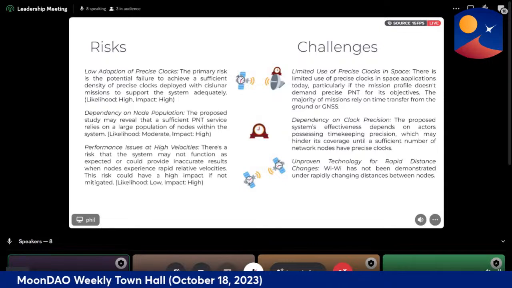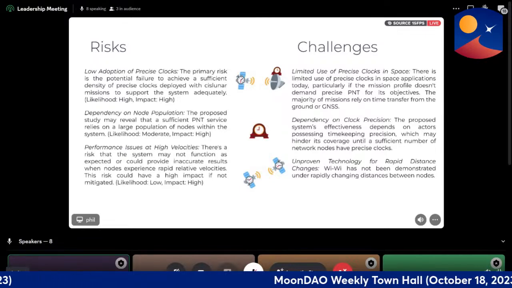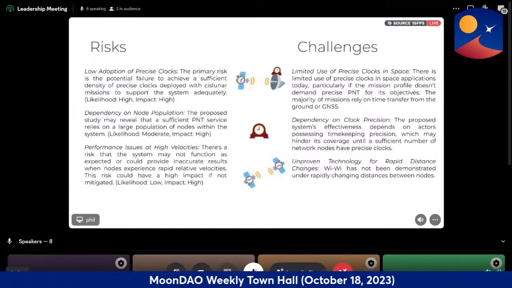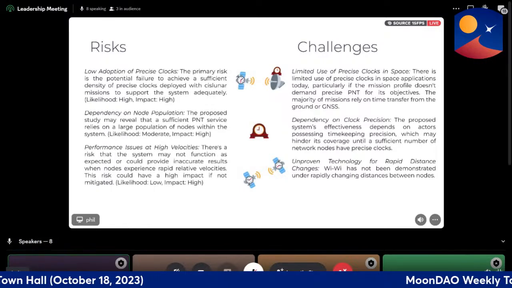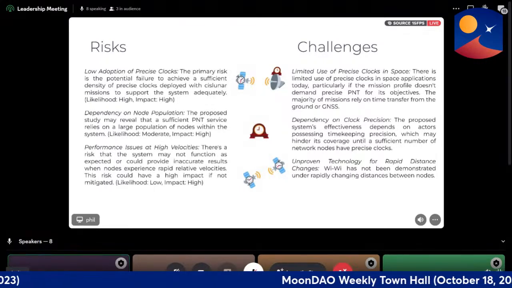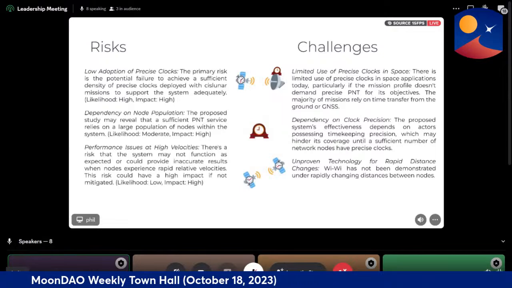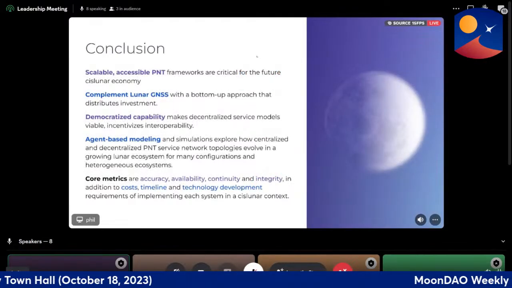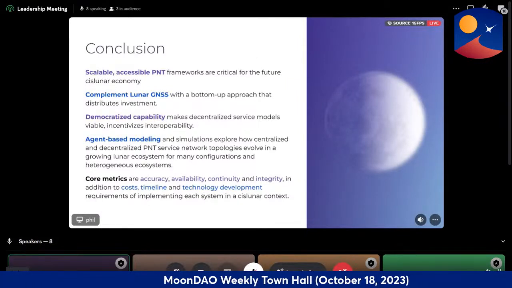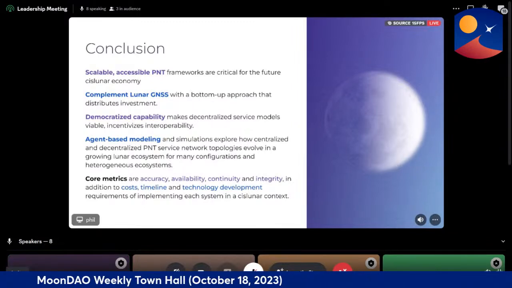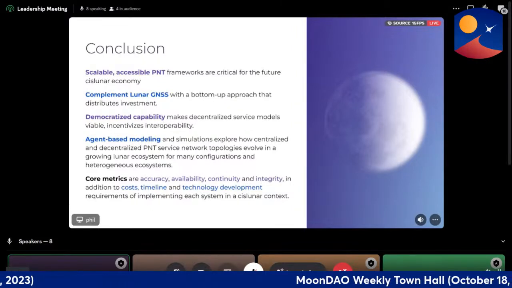And when missions cost millions of dollars, an elaborate setup, or I guess a performant one, like what we're presenting or proposing, $5K compared to $3 million for the whole mission, it's a really easy win if it's just integrating this for free and then using the other equipment that you would already have anyway. So yeah, this scales. It complements lunar GNSS. It doesn't compete. It democratizes the capabilities, incentivizes interoperability, and makes decentralized service models viable.